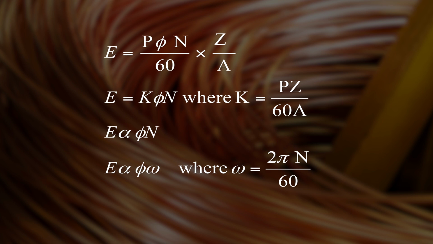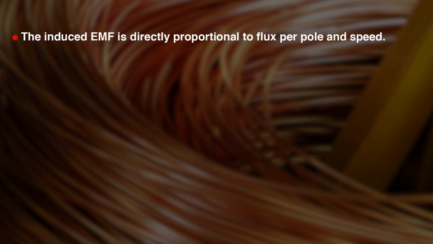So we can say EMF is directly proportional to the flux per pole, and E is directly proportional to the revolutions per minute, that is N. N is generally denoted in RPM, or you can say E is directly proportional to phi omega, where omega is equal to 2 pi N upon 60. So we conclude that induced EMF is directly proportional to flux per pole and speed.